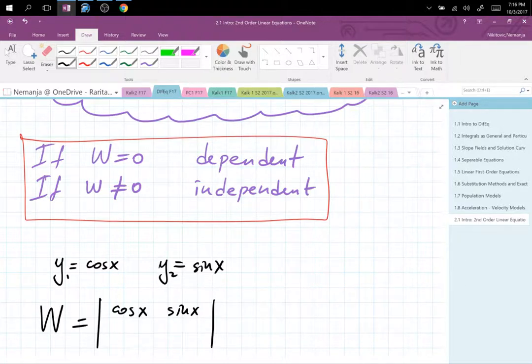You know that you have to populate derivatives underneath. You follow the formula. You know that the derivatives go to the second row, and then you unleash the determinant for the 2 by 2. Is it 0? That's the question. We don't care what we get. The question is, is it 0? If you get anything but 0, independent. If you get 0, dependent.